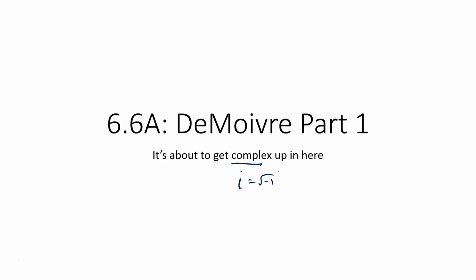It's kind of weird that this comes after the parametric and polar graphing, but it actually has a lot to do with vector sums and also with graphing in polar. So it's kind of a cool little way to end chapter 6. So let's take a look.